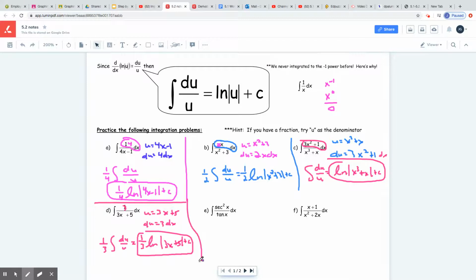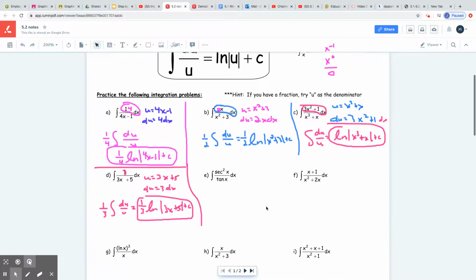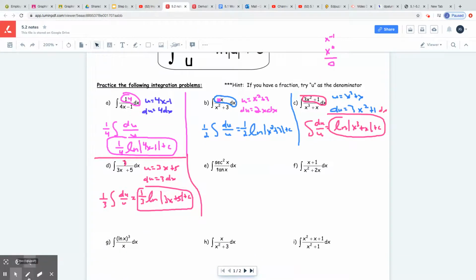Now, for E, we have a trig one. We've done trig with substitution before, and if there were two trig functions like there is here, then you take the one with the higher power, which would be secant. But that's not what we're going to do here. For this one, you have a fraction, and it's not 1 over. If I did take secant x, it doesn't work, and if you tried, you would see it doesn't work.